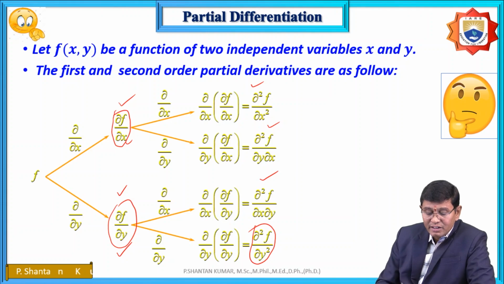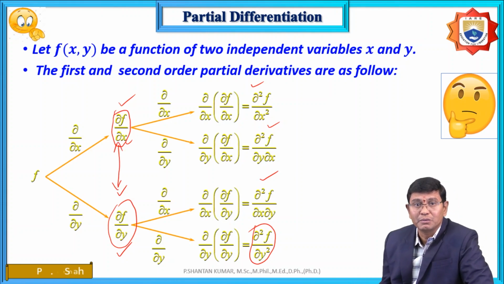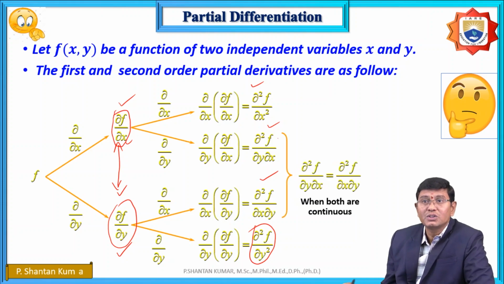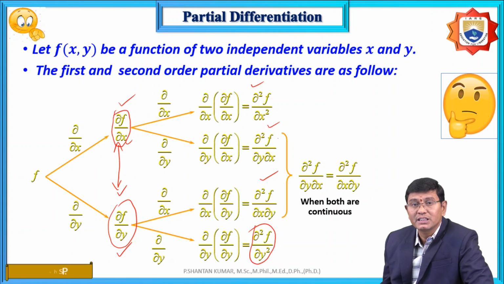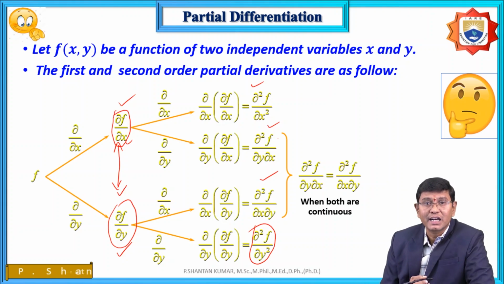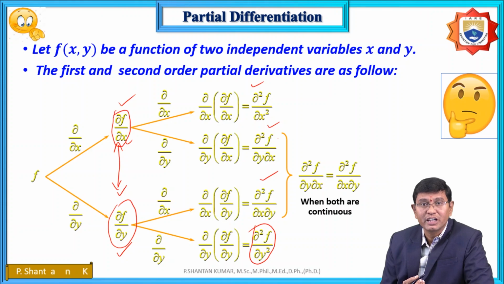The first order derivatives with respect to x and y are only these two different types. The conclusion here: ∂²A/∂x∂y and ∂²A/∂y∂x are continuous functions whenever the function is continuous. That means whenever the function is continuous, it always satisfies ∂²A/∂x∂y equal to ∂²A/∂y∂x.